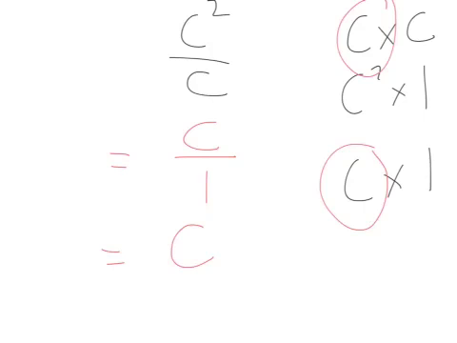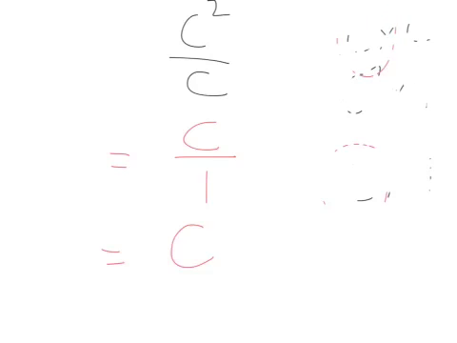I can also complete this question by expanding out that c squared. So c squared, as we said, is made by c times c. C times c divided by c, well, if I'm multiplying by something and then dividing by it, it's like I never multiplied by it to begin with.